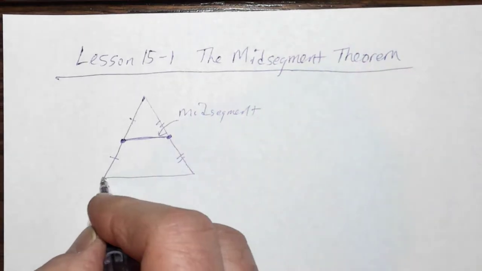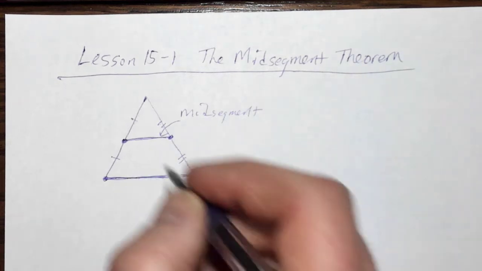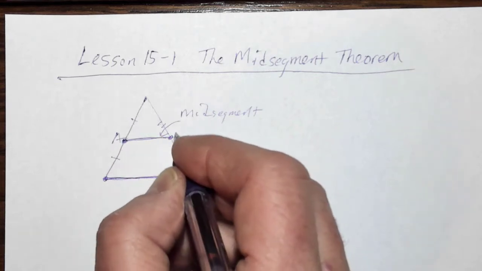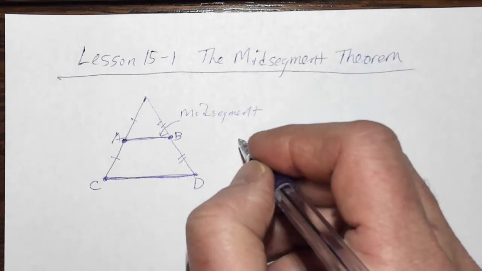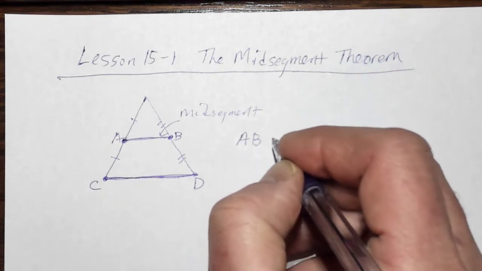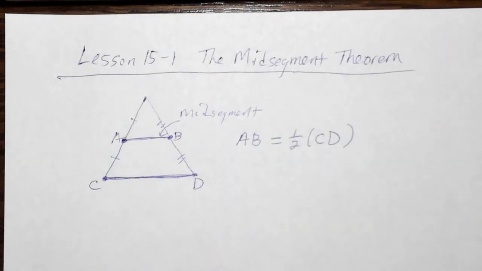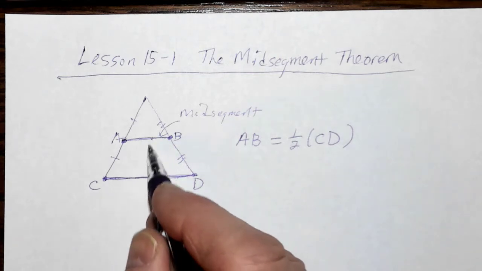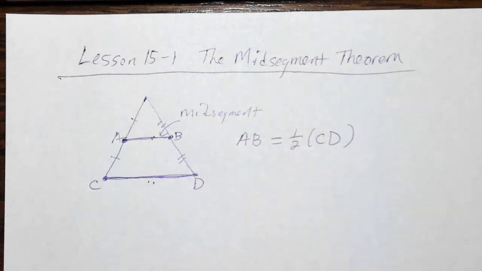And there's a relationship between that and this segment down here. If this length is AB, and I'll call this CD, then the relationship is that AB is equal to half of CD. So this is half of this, or if I know this one, I double it to find what CD is. Let's look at a couple of examples.